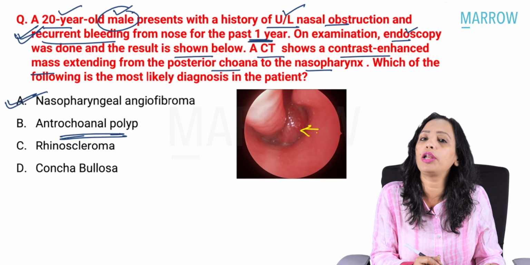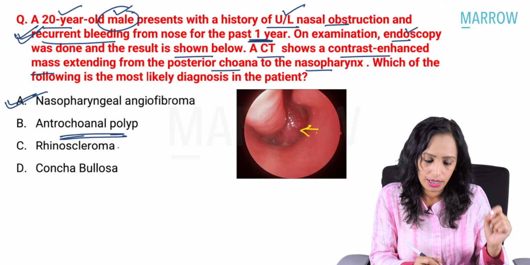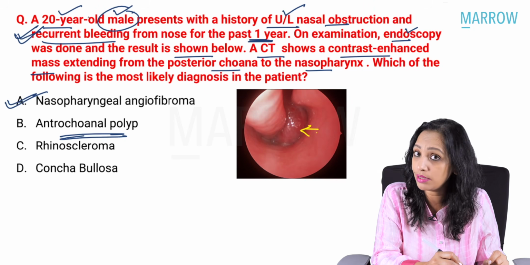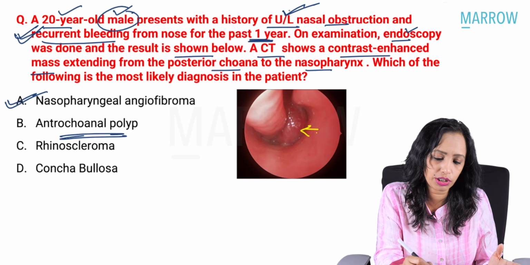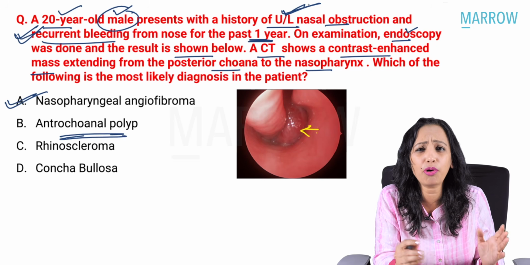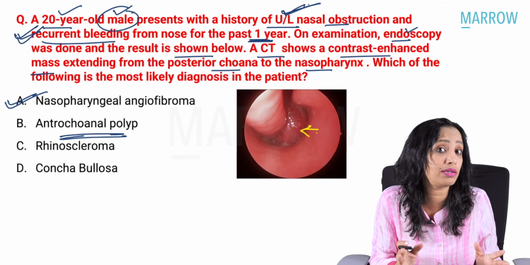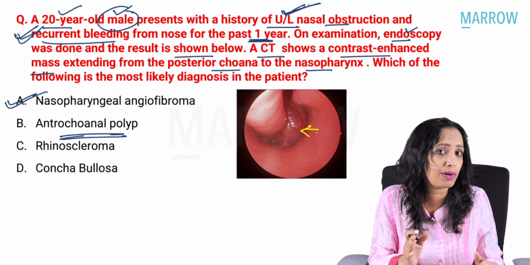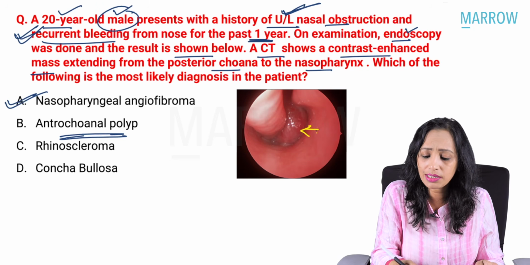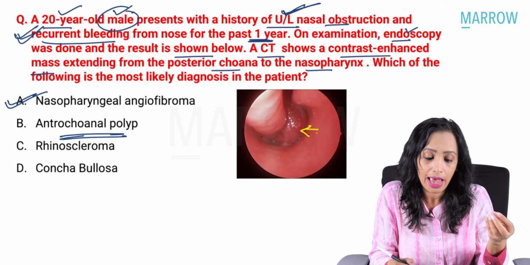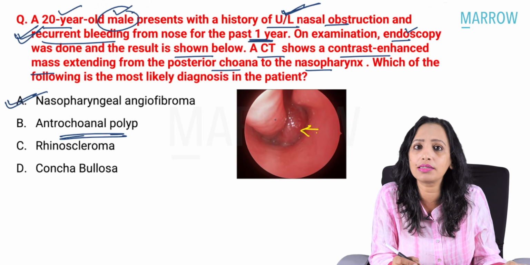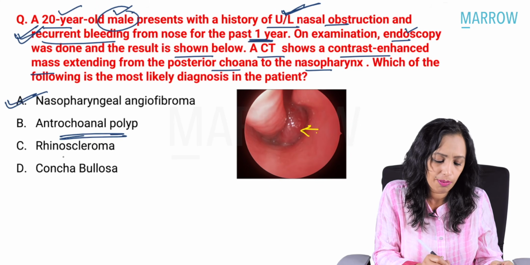Why not antrochoanal polyp? Can antrochoanal polyp occur at this age? Yes, it can occur in young males. It can also lead to unilateral nasal obstruction, but recurrent bleeding, polyps never bleed. They have very little vascular supply. Second, this appearance on endoscopy, polyp appear pale, grape-like, and CT scan will not be enhanced. So nothing is going in favor of polyp.